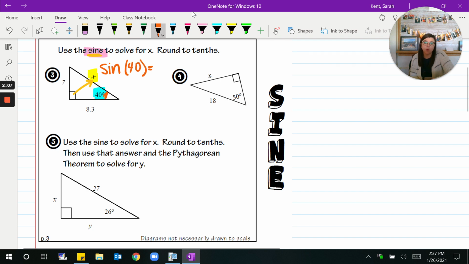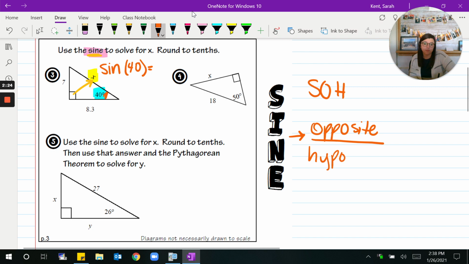And then I'm going to use my fractions that we learned. So remember sine, we're using SOH. So that means we want the opposite side over the hypotenuse. So here, 40 degrees, that's my angle. So I want the opposite side, which this time is 7, over the hypotenuse, which we already found is x.